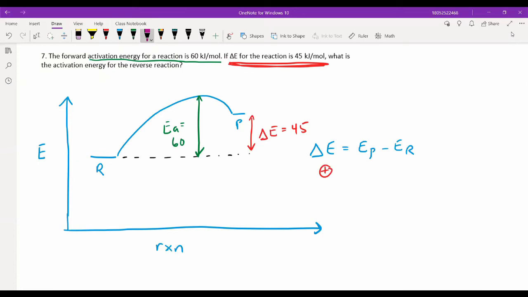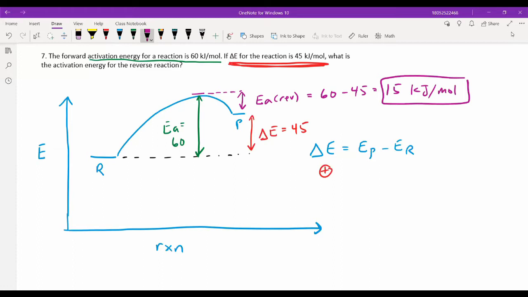So then in the reverse direction, starting from the products, if I'm going backwards, I don't have to redraw a new diagram. Just think about going backwards. You're going to have to get over this barrier. So this would be your activation energy in reverse. And we can just do a little subtraction. That would be 15 kilojoules per mole.